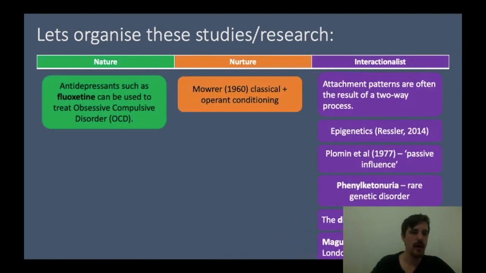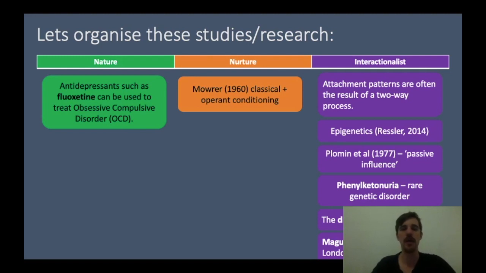Okay, so for nature, you've got antidepressants such as fluoxetine, which can be used to treat OCD. Now, obviously treating OCD using drug therapy is a biological thing, so that would definitely be nature, because fluoxetine is what stops the serotonin re-uptake. So as a result, you are handling things from a biological level.